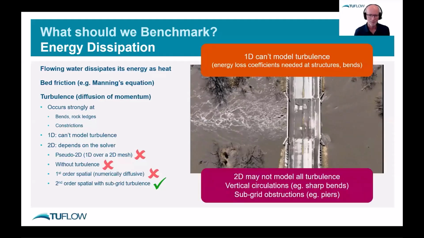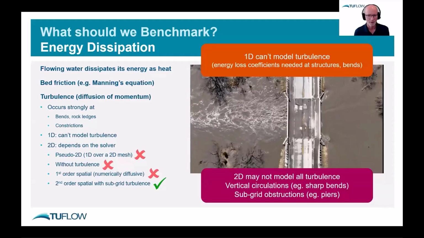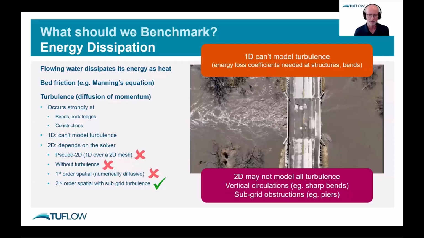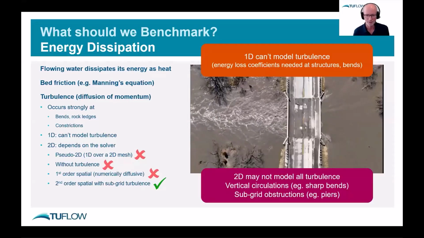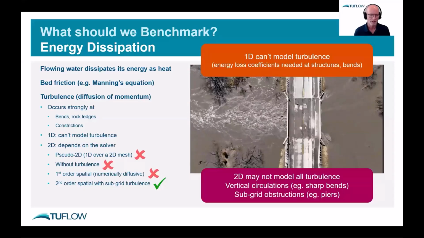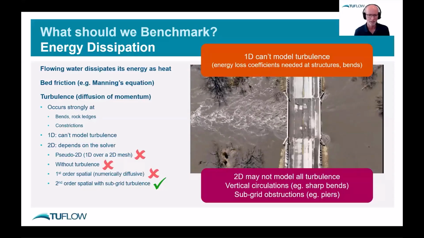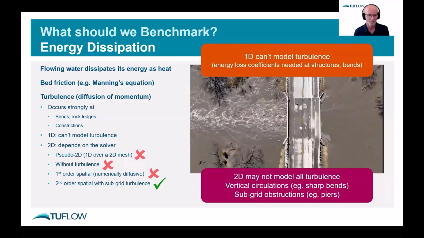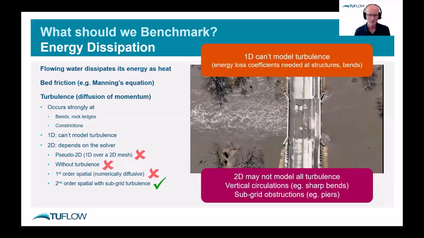So 2D may not model all the turbulence. That's the only thing you need to keep in the back of your mind: if there's vertical circulations, helicoidal circulations around a sharp bend, or subgrid obstructions, if you've got a pier inside an element, there will be energy losses at that subgrid that you need to add to your 2D model. But that's another whole topic.